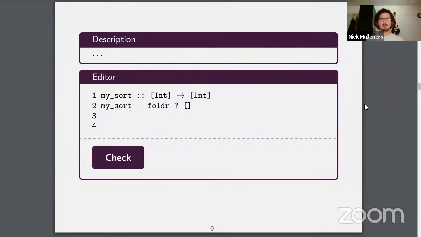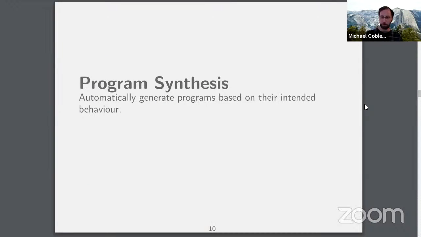So the real question here is, they can implement foldr using a hole denoted by a question mark, but what should this hole be? How should they fill this hole to still finish their solution? And in order to figure out if this is possible, if they can still finish their solution, we want to use program synthesis. Program synthesis is to automatically generate programs based on their intended behavior.